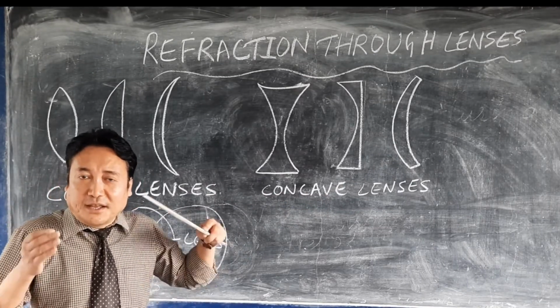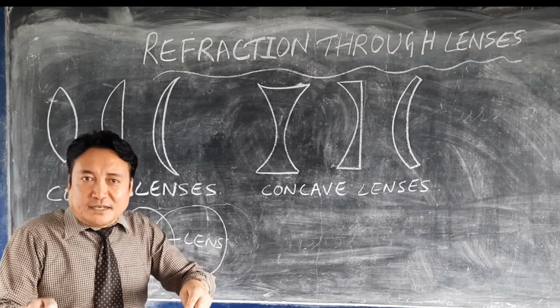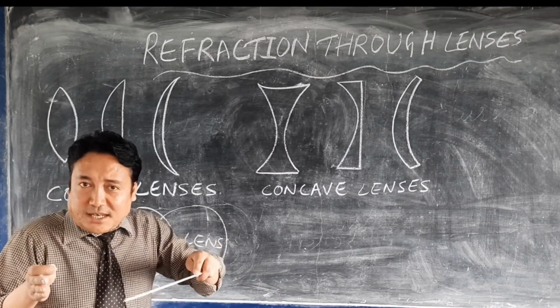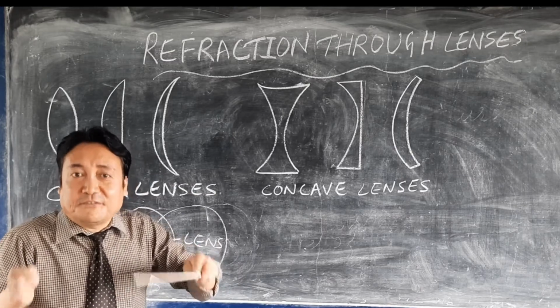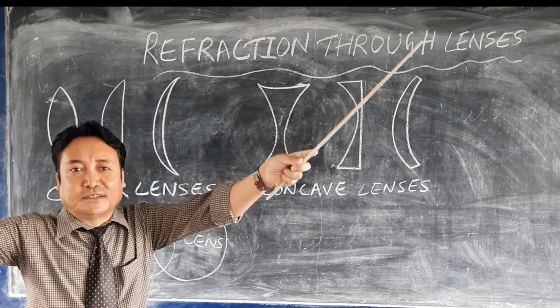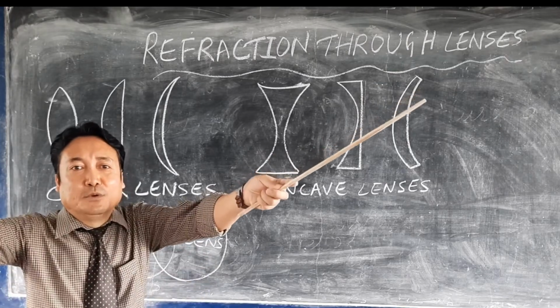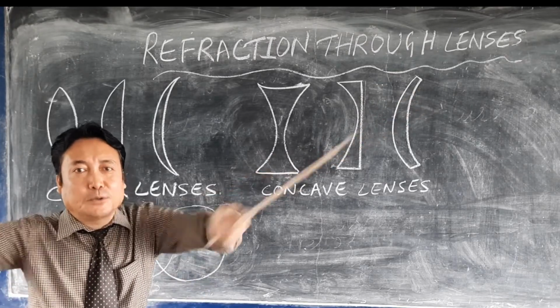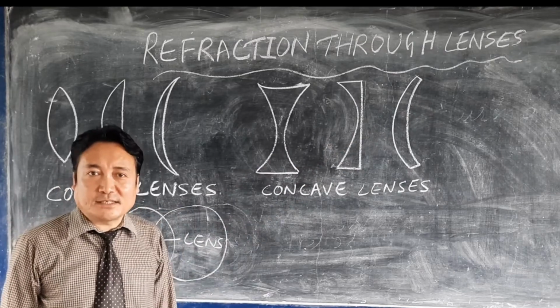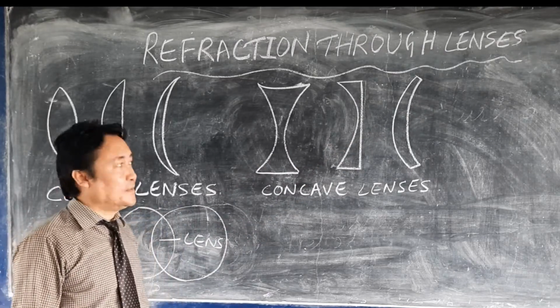Diverging means when the rays of light pass through the concave lens, after refraction the rays of light get diverged. They do not meet at one point. Instead of meeting at one point, the rays of light are scattered or spread out. So we call it a diverging lens.